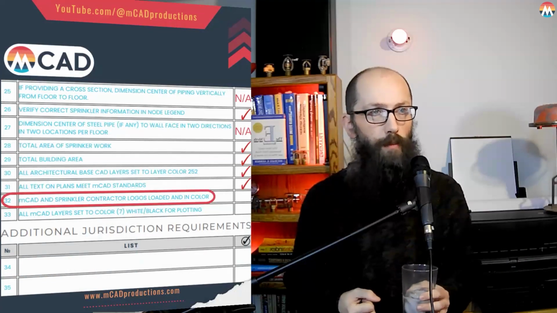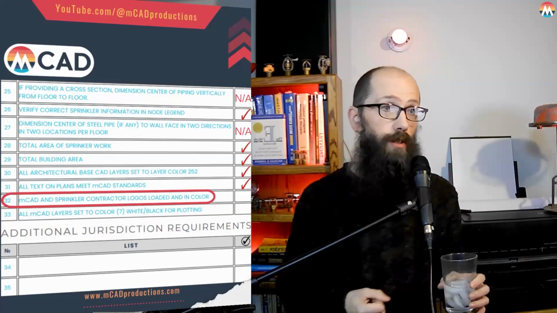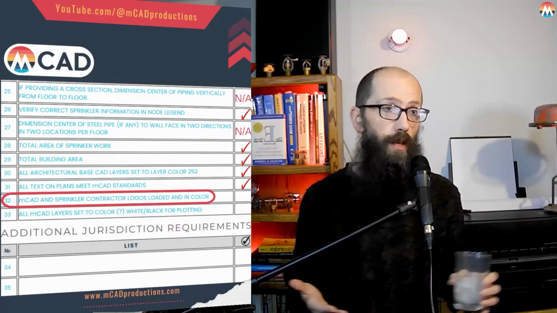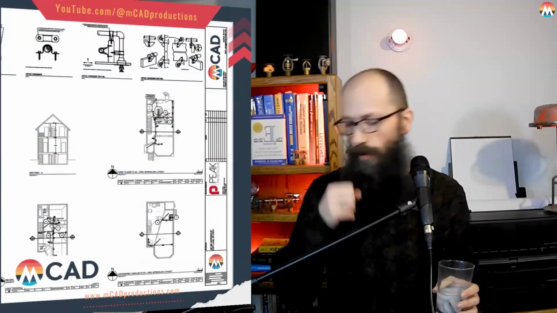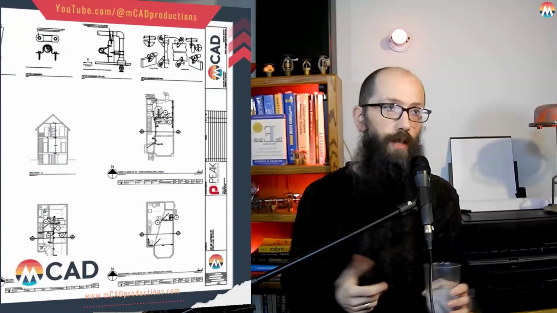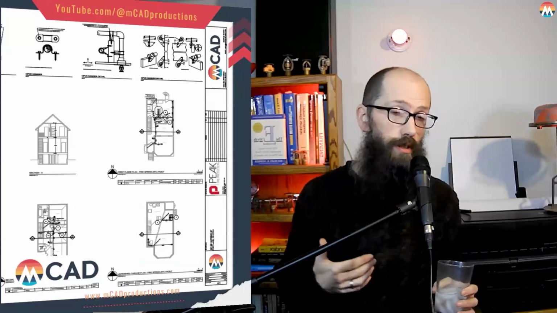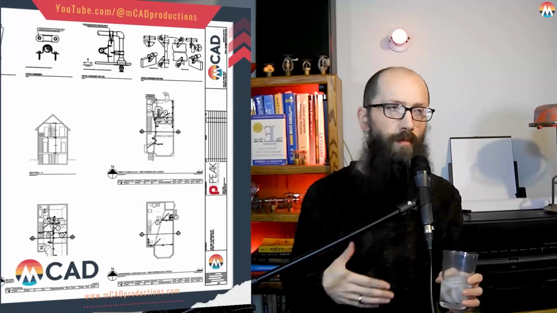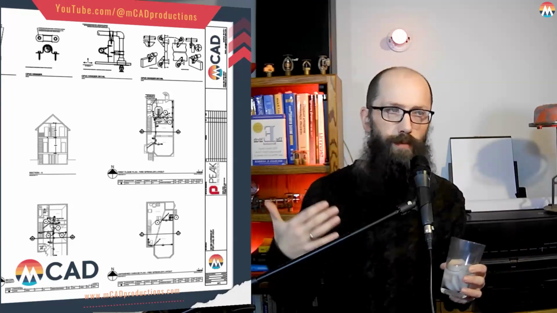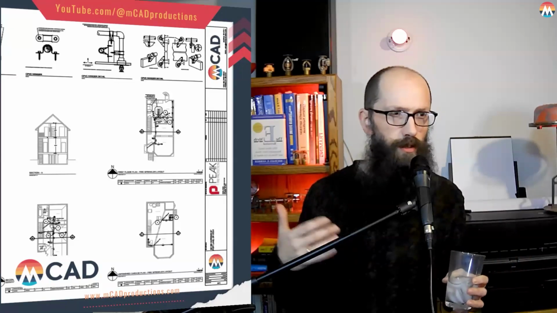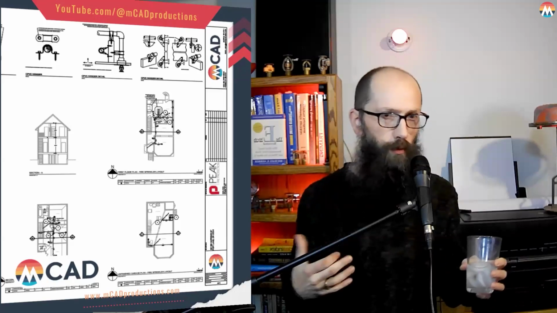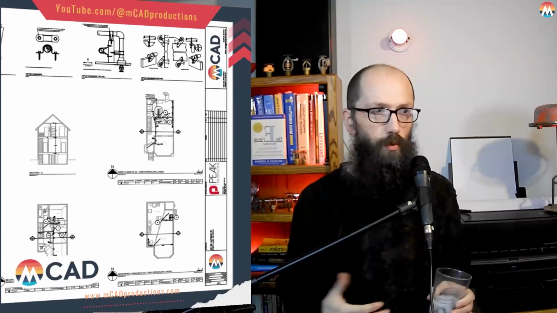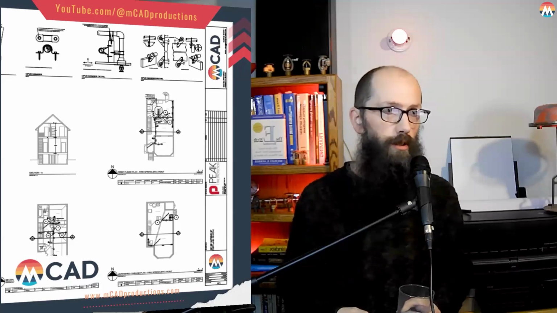All right, so mCAD and sprinkler contractor logos loaded and in color. This is just to double check that these are basically image files that are loaded into the drawing. Sometimes the path is going to get disturbed, and you have to retell it, relink it. So before we send these in, we just want to make sure that they look good.